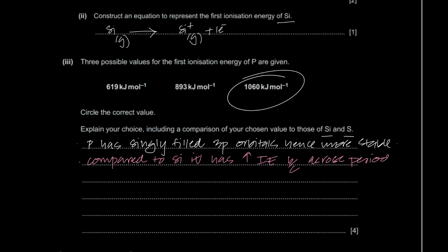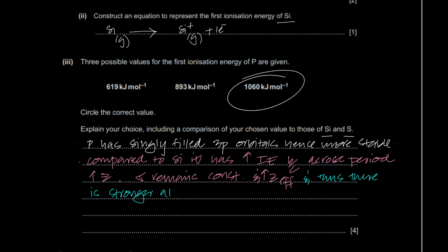Across the period, Z increases, shielding remains almost constant, and the effective nuclear charge increases, and thus there is stronger attraction experienced by the phosphorus electron versus the outermost electron of silicon, right? Next, let's compare it to sulfur.